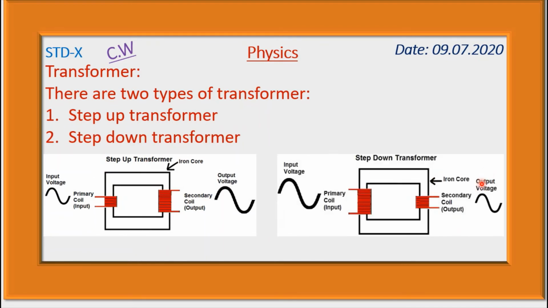And for a step down transformer, the number of turns in the primary coil is more than the number of turns in the secondary coil, therefore the output voltage will be less than the input voltage, and this type of transformer is known as a step down transformer.